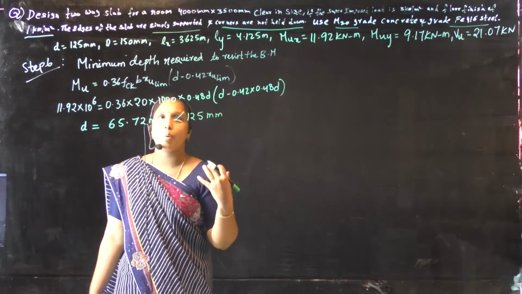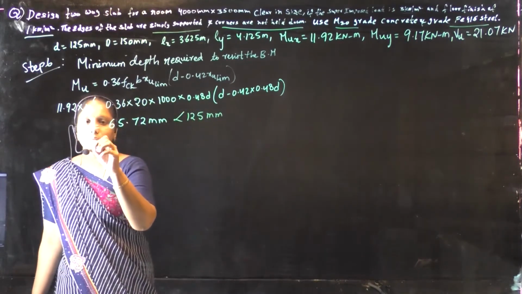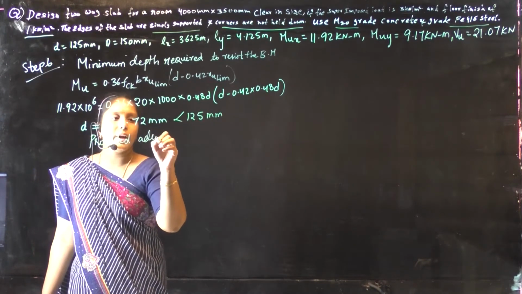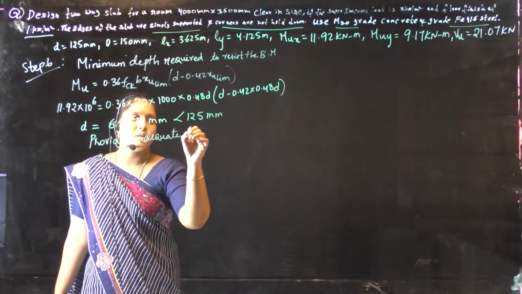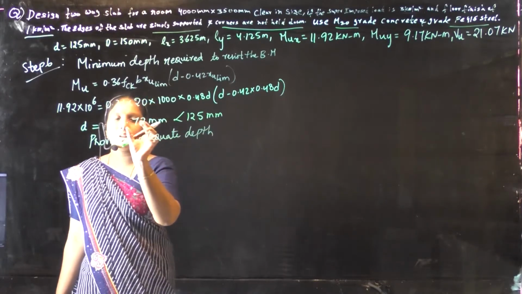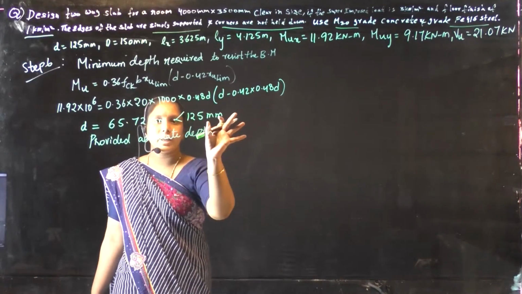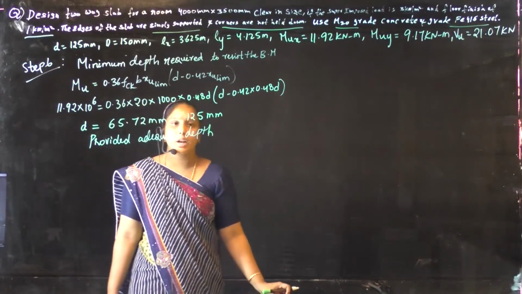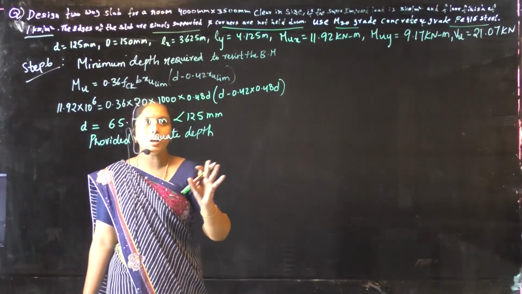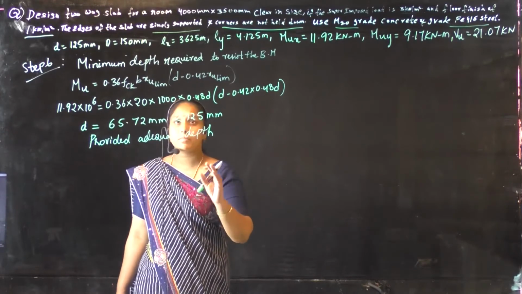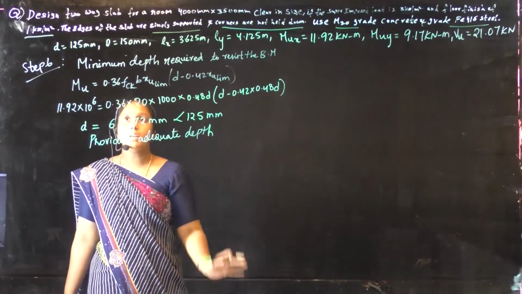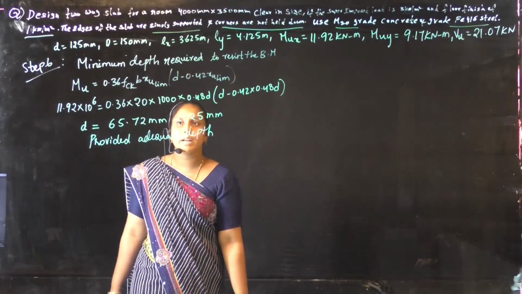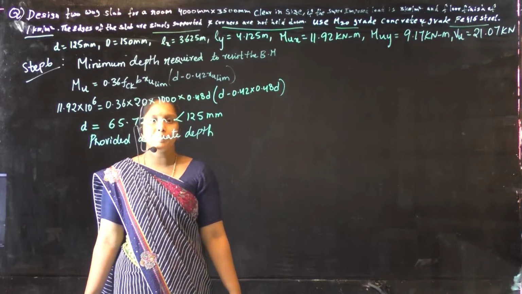So what have we provided? Adequate depth. The required depth is less, and we have provided more than that. So hence it is safe and hence it is okay. We have provided the adequate depth and I am using this depth only for the further calculations. Now we have calculated the minimum depth required. So what is the next thing we have to do? We have to calculate the area of steel to be provided.